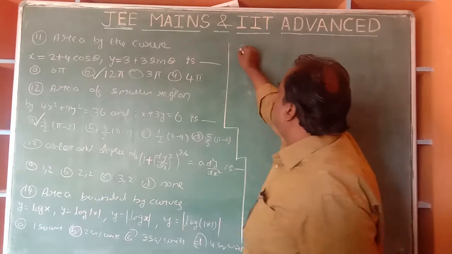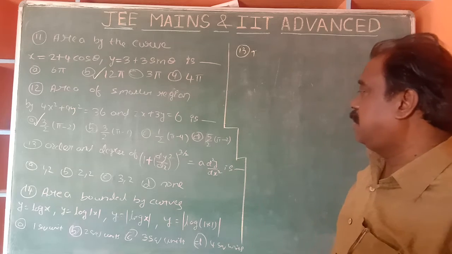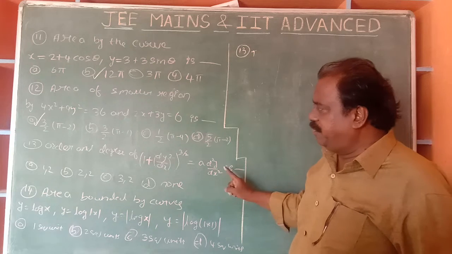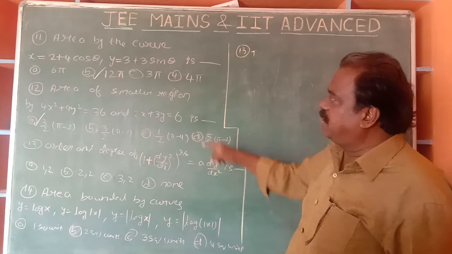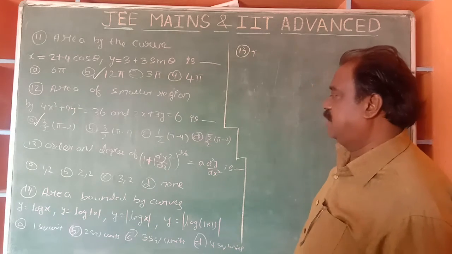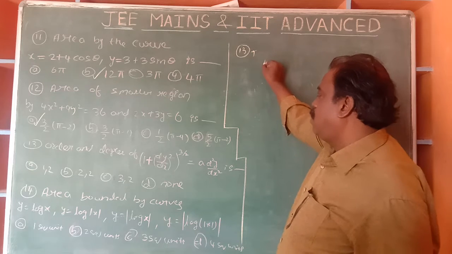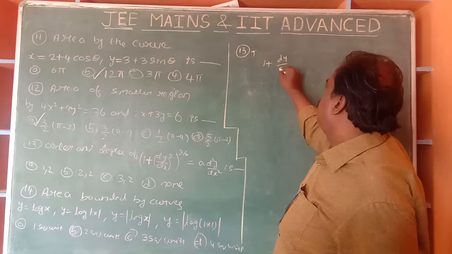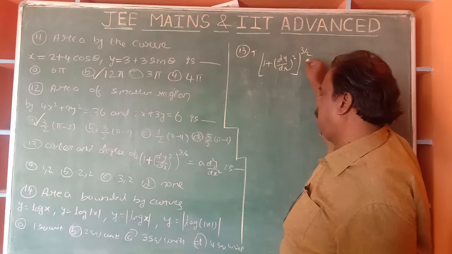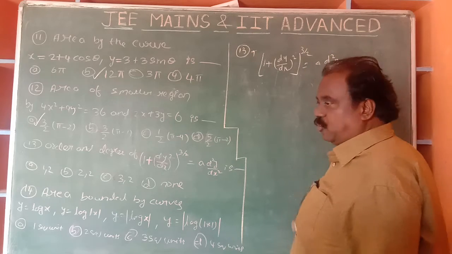Next, 13th problem. You see, the 13th problem is also a DE problem, a differential equation. The 11th and 12th are applications of integrations. Find the order and degree of the given DE: 1 plus (dy/dx) whole square, whole power 3 by 2, is equal to a d square y by dx square.